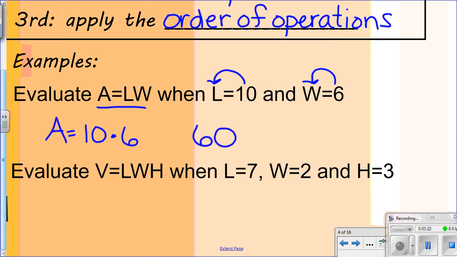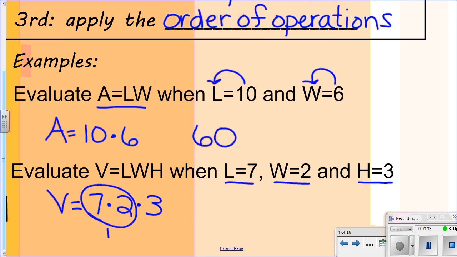Evaluating volume is length times width times height, and you're given the length is 7, the width is 2, and the height is 3. So the volume would be 7 times 2 times 3. Solving 7 times 2 first, which is 14, and then 14 times 3 is 42.